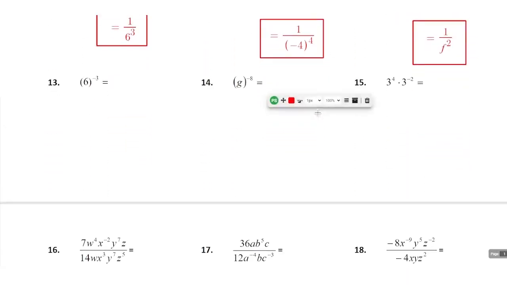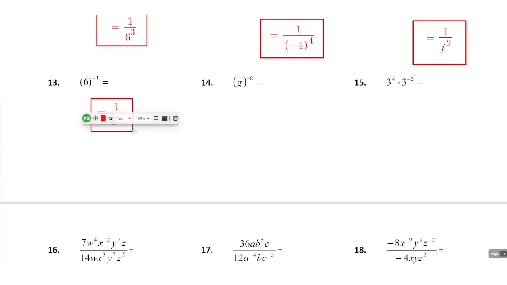For number 13, we have a negative exponent, so we want to rewrite this with a positive exponent. So 1 over 6 cubed. That's pretty much going to be our answer. You might be able to do 6 cubed in your head. It'll be 216, but I'm okay with you just leaving it like this. Number 14, same kind of problem here. We're just rewriting this with a positive exponent, so it's just going to be 1 over g to the positive 8th power.